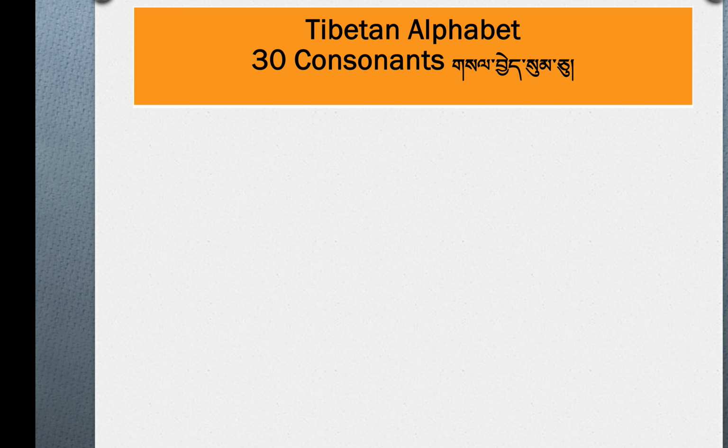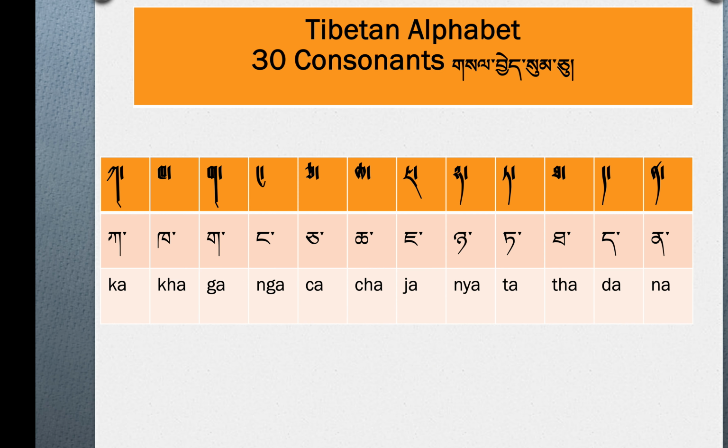So, the Tibetan 30 consonants. Let us go through each one of these. Ka, as in K-A; Kha, K-H-A; Ga, G-A; Nga, N-G-A. The vowel "a" is implicit. It is already there.